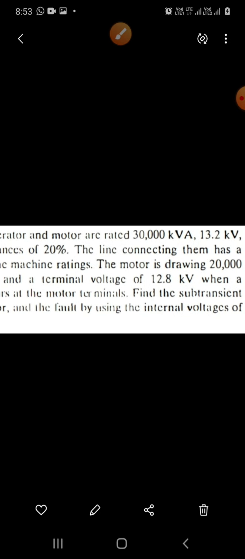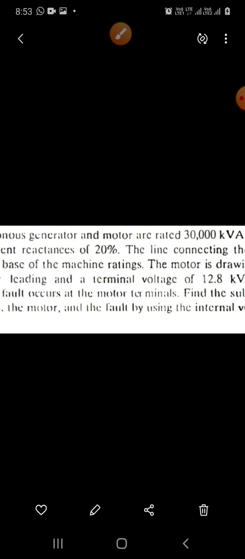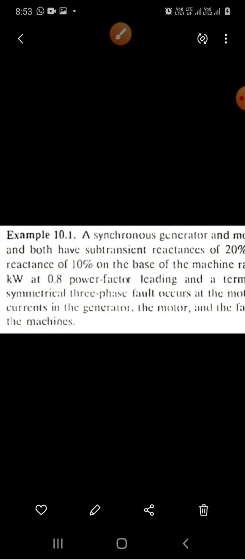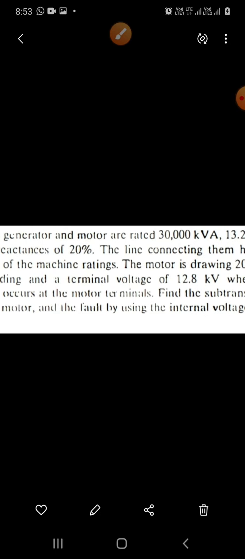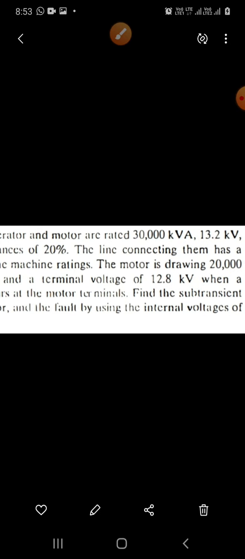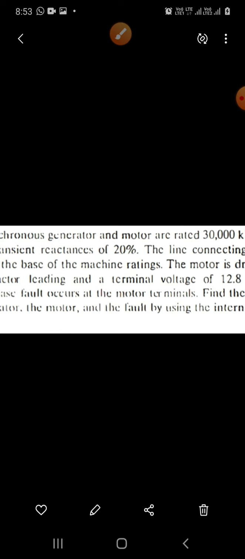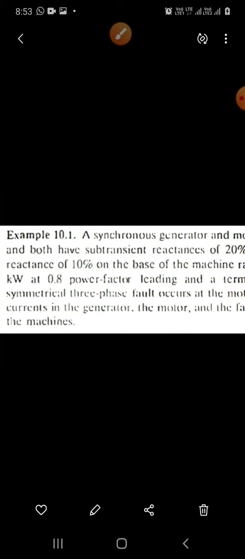The motor is drawing 20,000 kilowatt at 0.8 power factor leading, and a terminal voltage of 12.8 kV when a symmetrical three-phase fault occurs at the motor terminal. Here we have to find the sub-transient current in the generator, then the motor, and the fault, by using the internal voltages of the machine.